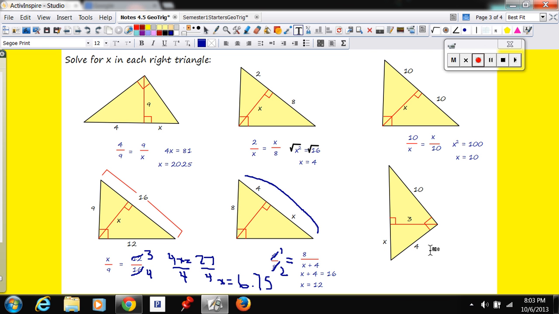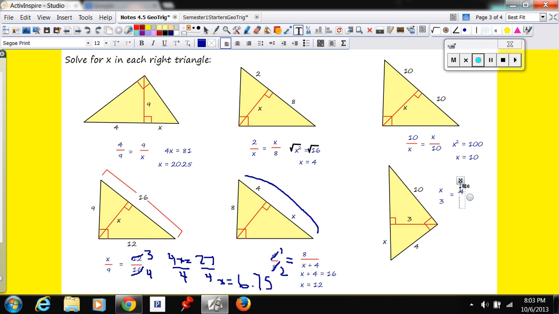Last, but definitely not least, we have the whole small triangle here. We have a 3, a 4, and an x. x is my short leg. So what I'm thinking is short leg over long leg. And that would also match up with short leg over long leg in the big triangle. So short leg is x over my longer leg in this little triangle is 3. Short leg, long leg, hypotenuse is across from the right angle. So x over 3. And that has to equal my short leg 4 over my long leg 10.